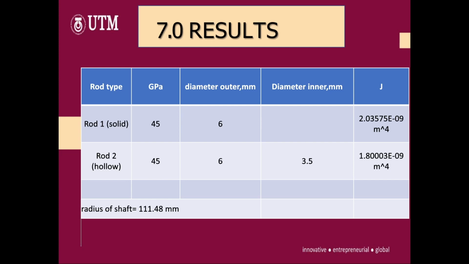For the hollow rod, we have the outer diameter 6 and the inner diameter is 3.5. So using the equation pi over 2 times c2 to the power of 4 minus c1 to the power of 4, of course we've got here 1.8 times 10 to the power of minus 9. Also the radius of the shaft is 111.45 millimeters.